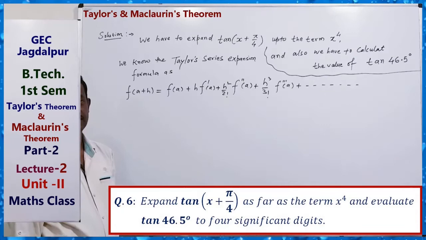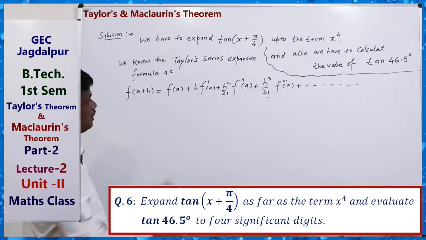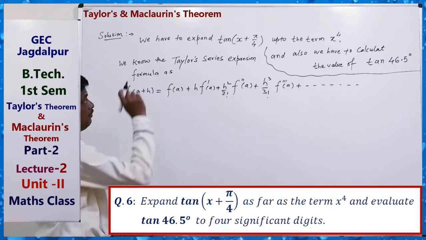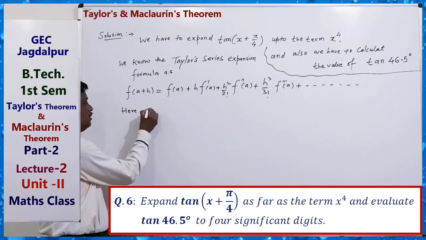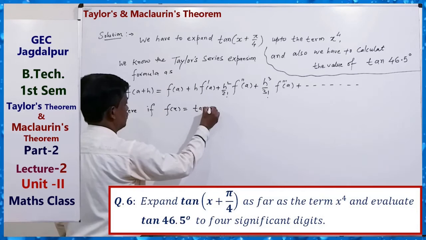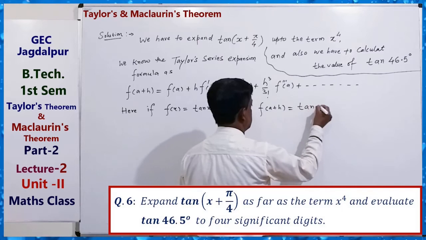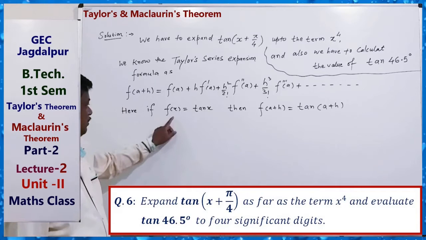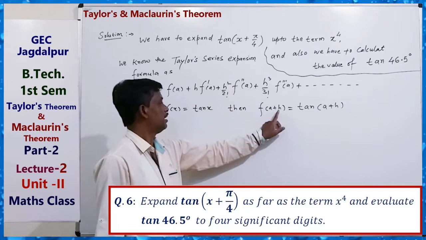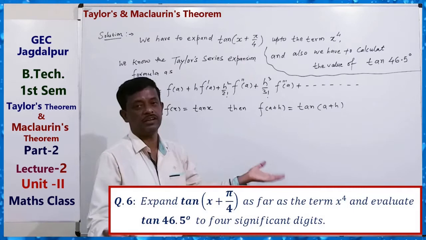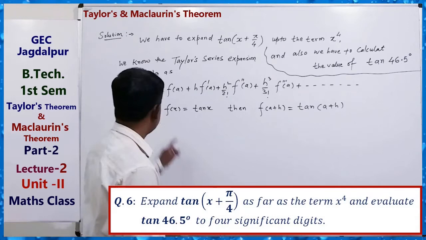Here for getting this, if we take f(x) equals tan x, then f(a+h) equals tan(a+h). If f(x) equals tan x, then f(a+h) equals tan(a+h). And if you put a equals to a particular value pi by 4 and h equals x, then you can get tan(x plus pi by 4). So just we can write like this.